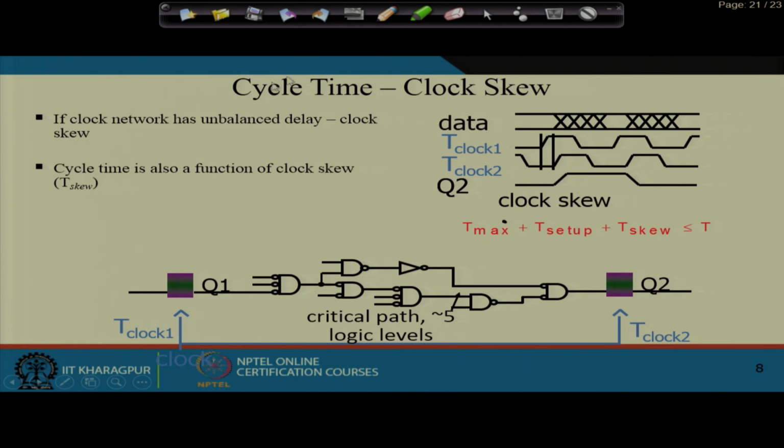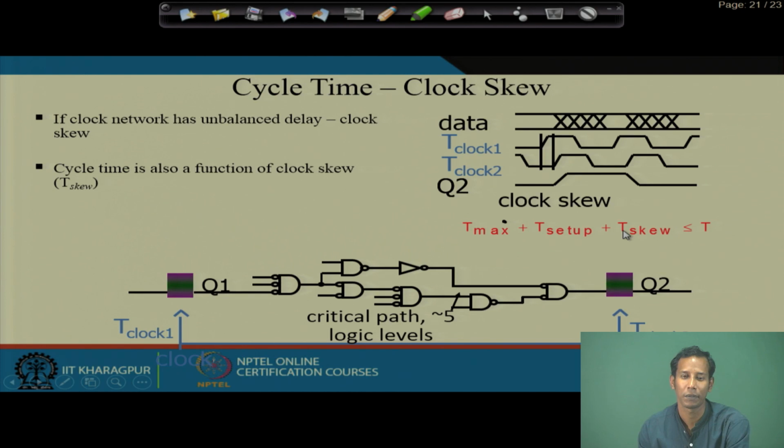So if there is clock skew, the minimum cycle time requirement will be T max plus T setup plus T clock skew. Unless we consider this skew present in the circuit, the circuit will not work. If we consider only T max and T setup, the register will sample the data at a faster rate, but because of the T skew it will not work perfectly fine. Okay.